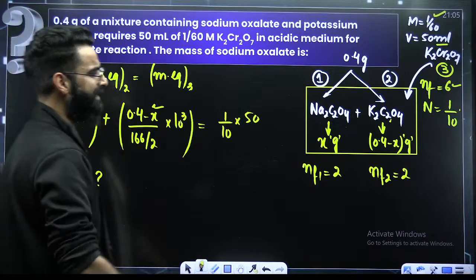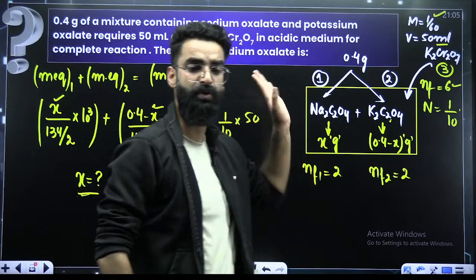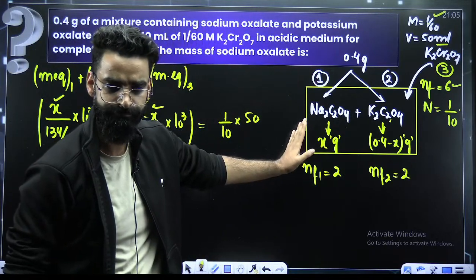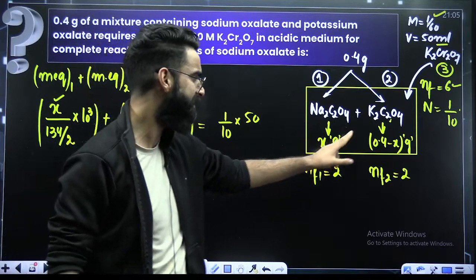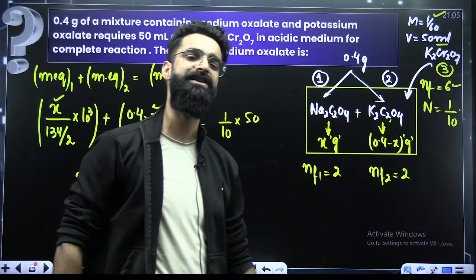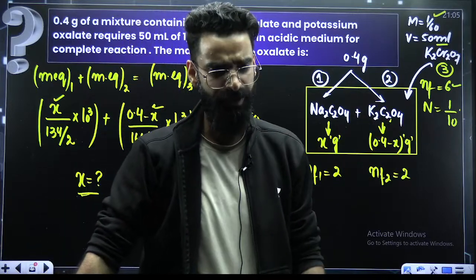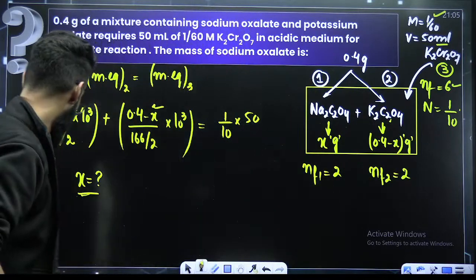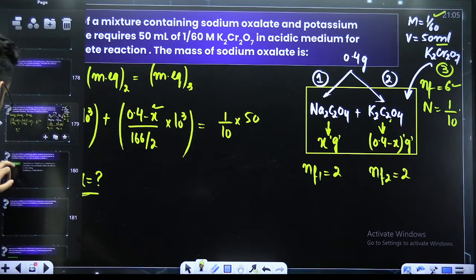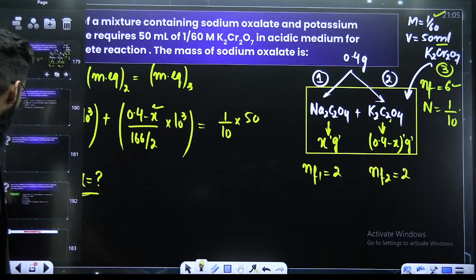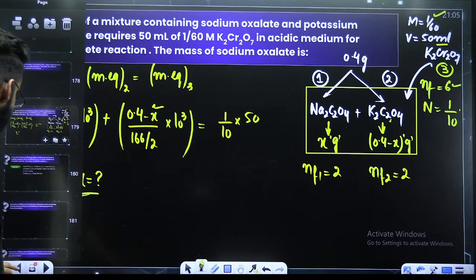And what is x? X is nothing but the mass of sodium oxalate in the mixture, right? And once you get x, 0.496 is going to give you the mass of potassium oxalate in the mixture as well, which is something I was supposed to calculate. I hope I'm clear with all these things.